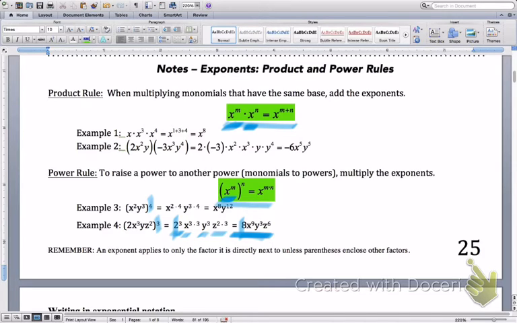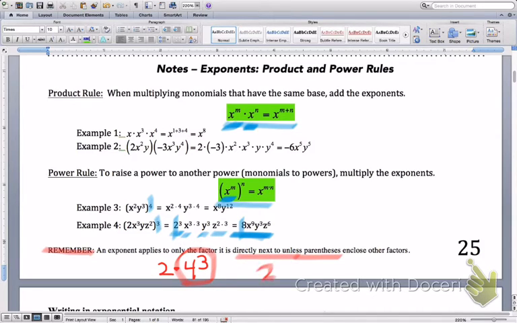Just one side note, one thing we always want to remember is an exponent applies only to the factor it is directly next to, unless there's parentheses. So what I mean by that is the following. Let's say I have 2 times 4 to the third. The third power only belongs to the 4, not to the 2. So it's not that they both have a power of 3. It's just the 4. So that's why I said it's directly next to the one you have, unless there's parentheses.